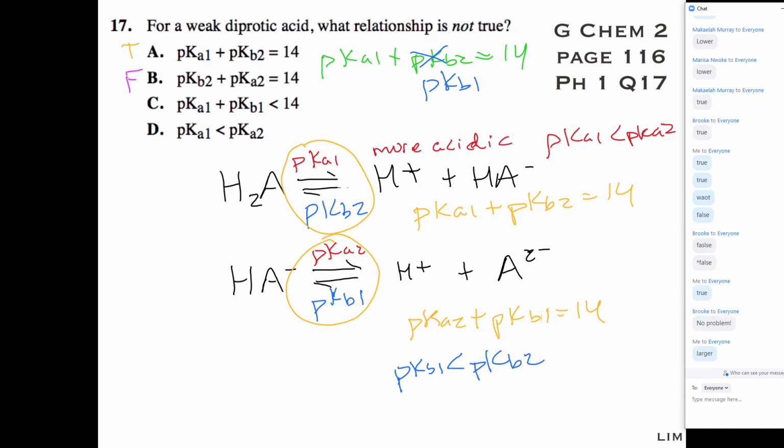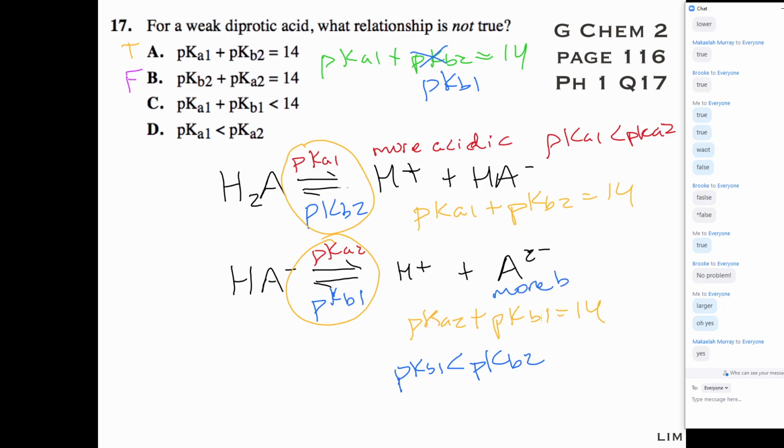So which is more basic, the first proton or second proton? Coming back on, the first base picking it up or second base? First base is more basic. 2 minus can pick up a proton more easily than an HA minus. Does a 2 minus attract an H plus more than a 1 minus? Meaning this is in fact more basic, which is why pKb1 is lower than pKb2.